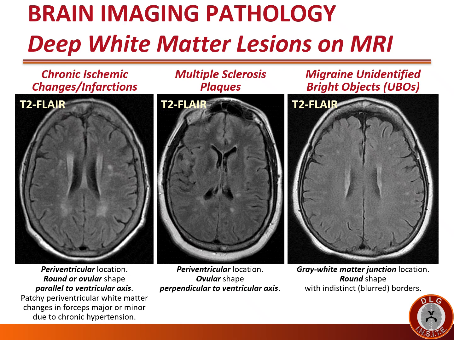The image to the right shows several deep white matter hyperintensities that are more distal. They're not so paraventricular. They're more at the gray-white junction, and they're small, and they're round, and they have blurred borders. These are consistent with migraine. Migraine with aura patients have these migraine-related hyperintensities, sometimes called unidentified bright objects, or UBOs. So if one looks carefully at the features of deep white matter lesions, one can often distinguish the etiology.